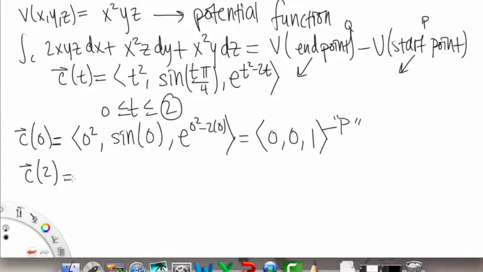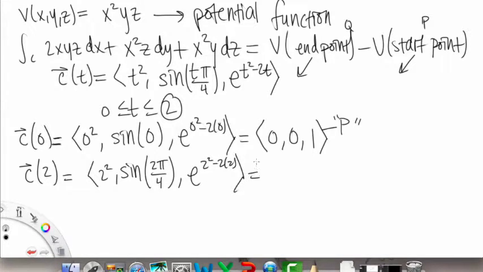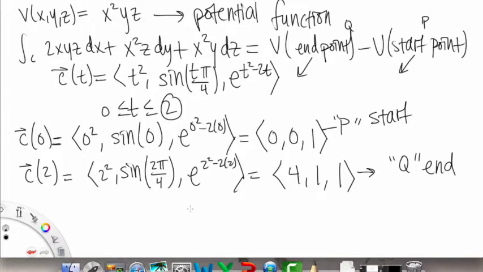So that would be c of 2. In this case, that would be 2 squared, and then sine of 2 pi over 4, and then e to the 2 squared minus 2 times 2. So this is going to be a 4, and then sine pi over 2 is 1, and e to the 0 again is a 1. So this is our ending point, our q, the end, and p is the start. Now that we have this, we're going to plug them in.